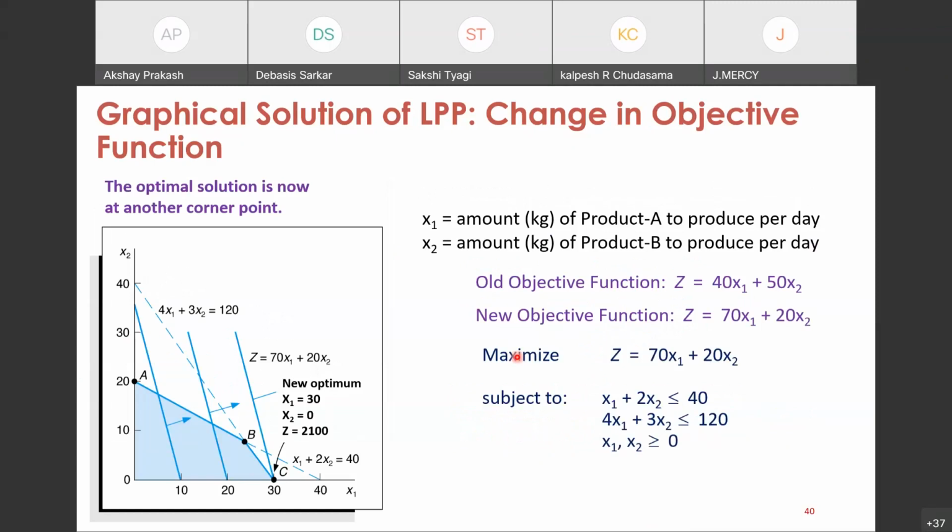If I change the objective function from 40x1 plus 50x2 to, let us say, 70x1 plus 20x2, what you have done is changed the slope of the line. So this is the objective function line now. Still, if you move in this direction, the objective function value increases. As I go on moving, you see B is not optimal, but point C becomes optimal. So if the cost coefficients of the objective function change, the optimal solution for the linear programming problem will change.